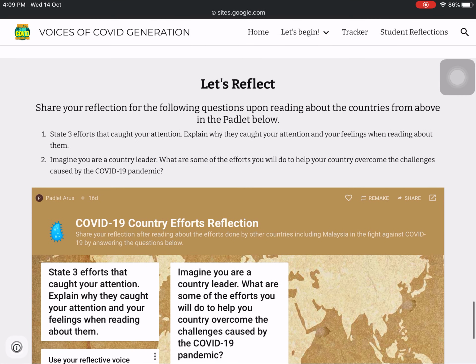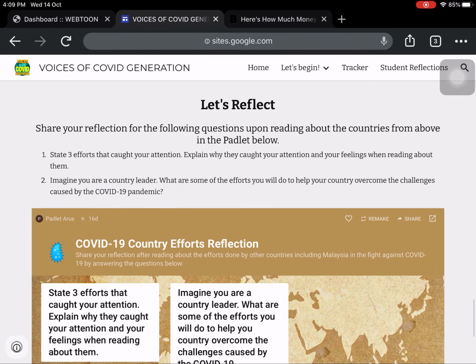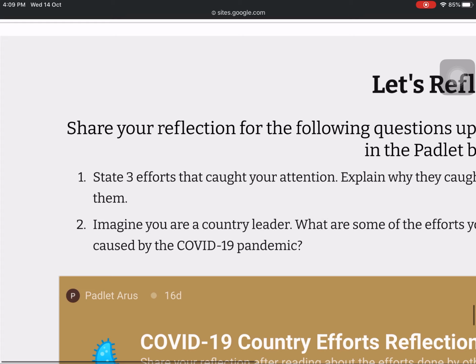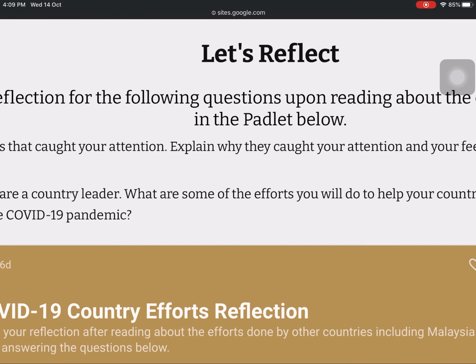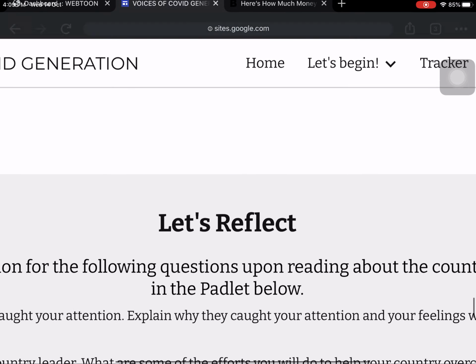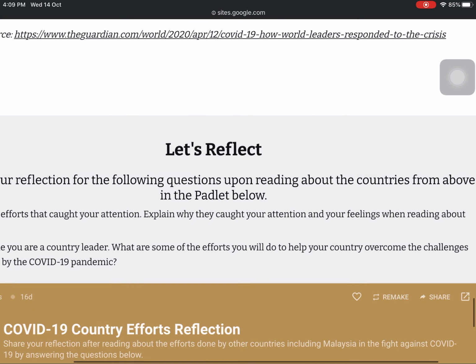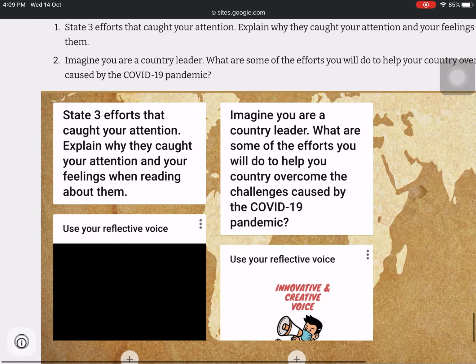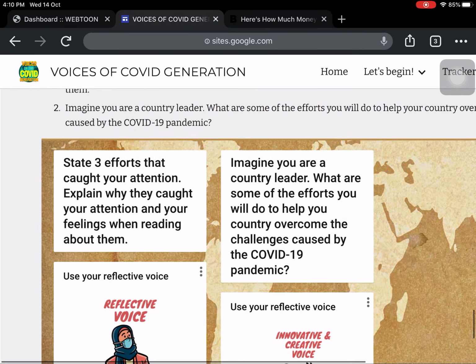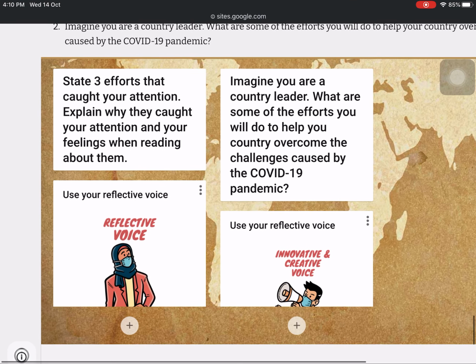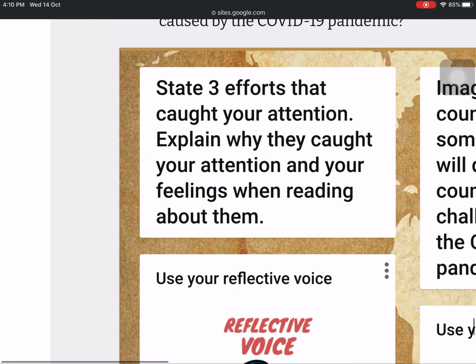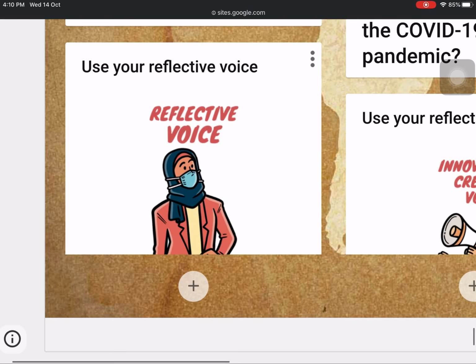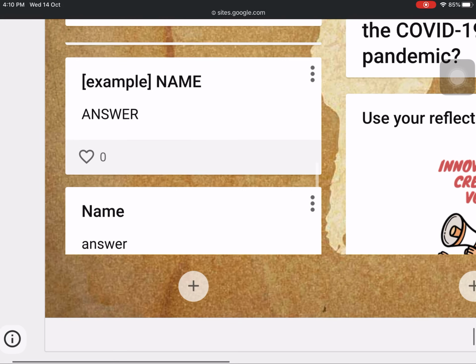Alright, let's reflect. Share your reflection for the following questions upon reading about the countries above in the Padlet below. Okay, state 3 efforts that caught your attention based on what you have read up above just now. Explain why they caught your attention, your feelings. Imagine you're a country leader. Okay, so girls, how do you actually answer over here? So the question over here, state 3 efforts. You go down, use your reflective voice, okay?